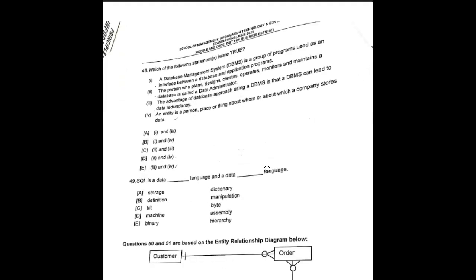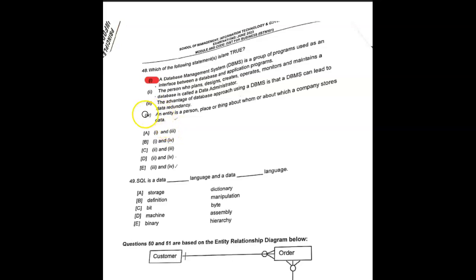Which of the following statements is true? Database management is a group of programs that use an interface between, yeah, so it helps the applications and the database work together. The person who plans, designs, and creates is called a data administrator. See, this is false. It's called a database administrator. Advantages of a database approach using a database management system can lead to data redundancy. That's false. It leads to reduced data redundancy.